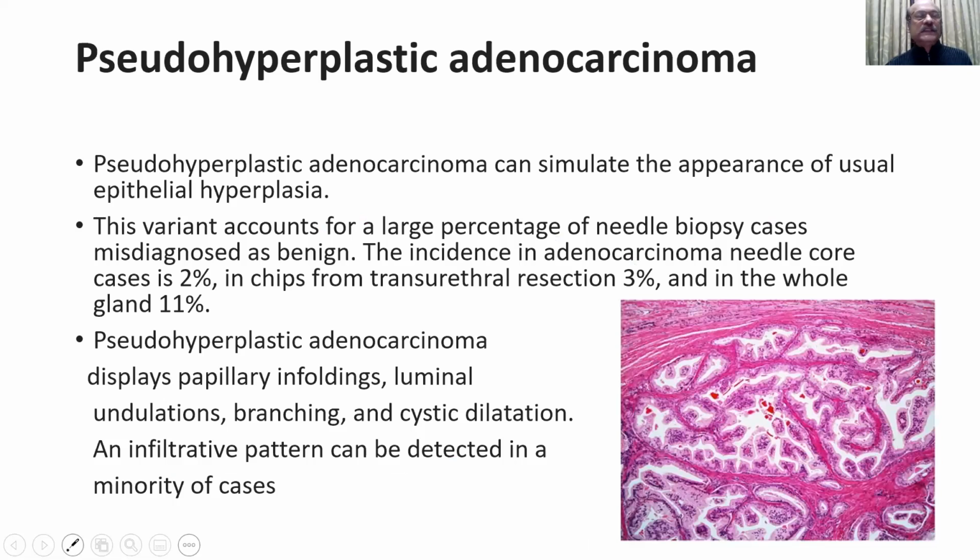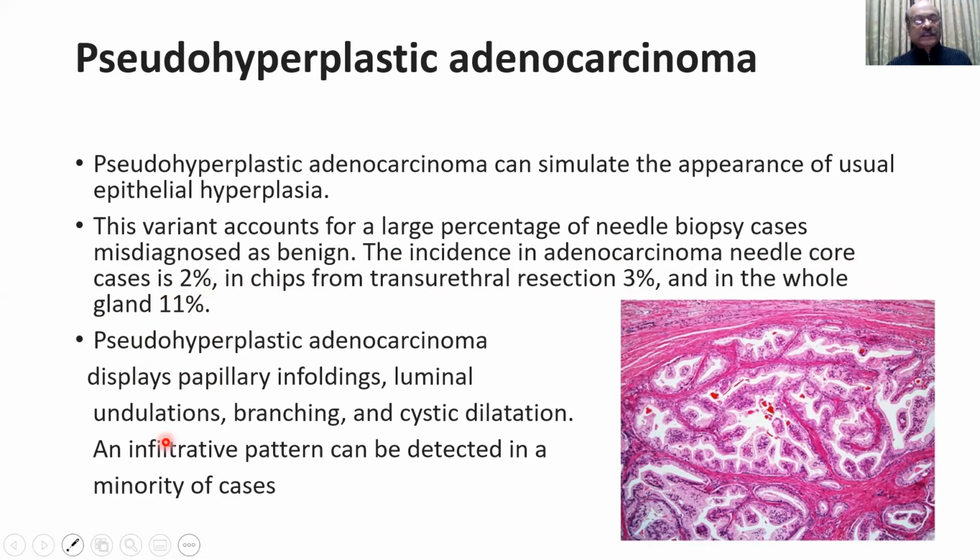The next variant is pseudo-hyperplastic adenocarcinoma. Pseudo-hyperplastic adenocarcinoma can simulate the appearance of usual epithelial hyperplasia. And this variant accounts for a large percentage of needle biopsy cases misdiagnosed as benign. We miss it. The incidence in adenocarcinoma needle core cases is 2%. And in prostatic transurethral resection, it is 3%. And in whole gland, it is 11%.